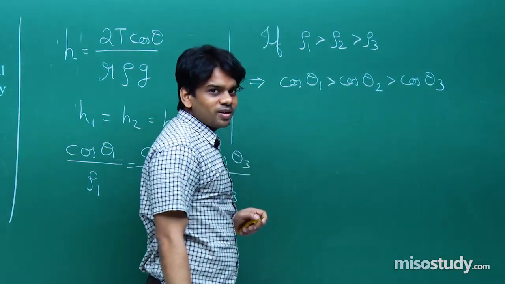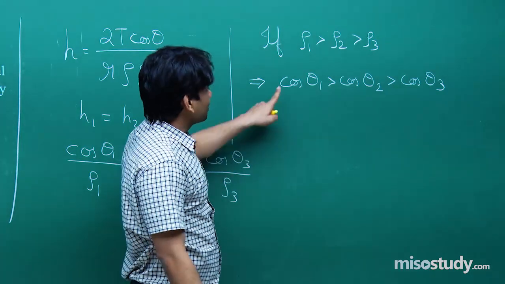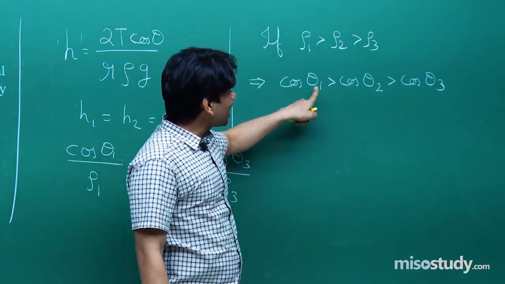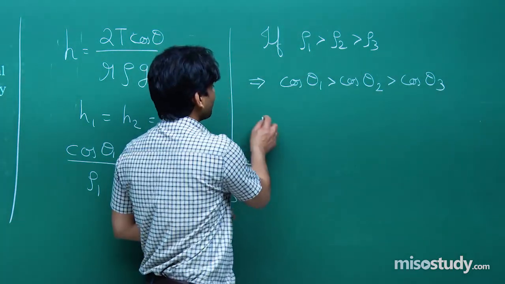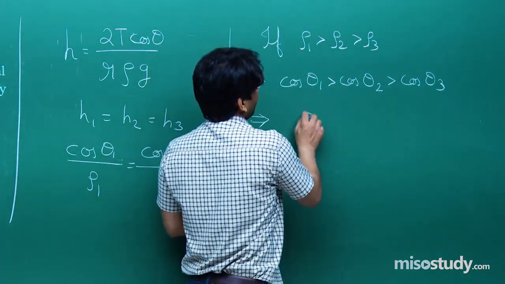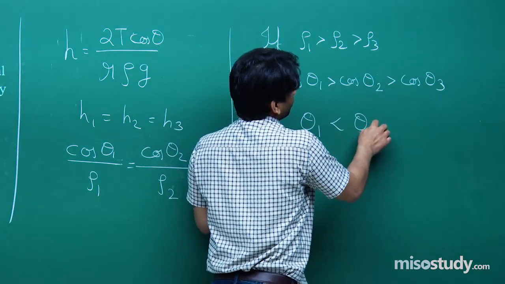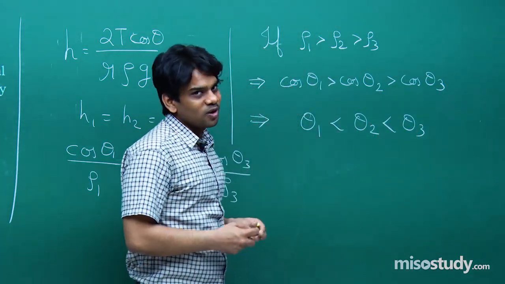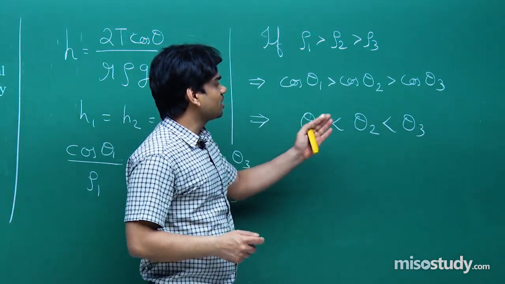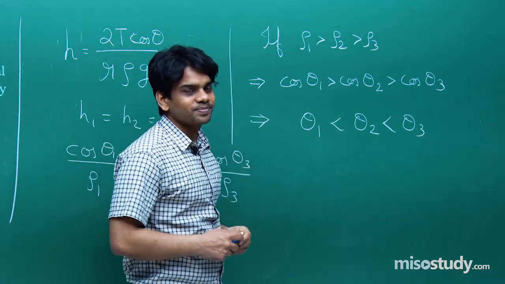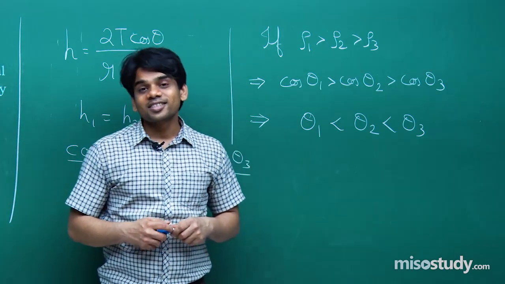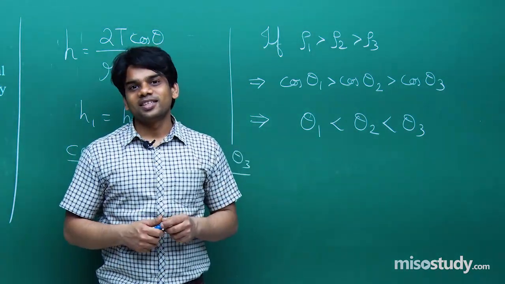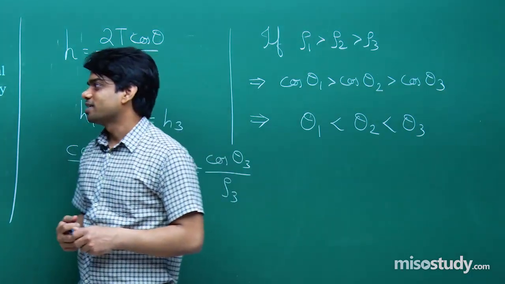We all know that if cos theta 1 is greater with respect to some other cosine of angle, then this angle will be smaller. So if you are good enough in your trigonometry portion, you can say that theta 3 will be largest, so cos theta will be smallest in this case. Theta 3 is largest, then theta 2, then theta 1. And since the liquid is rising, the angle of contact has to be less than 90 degrees, and I have discussed that.